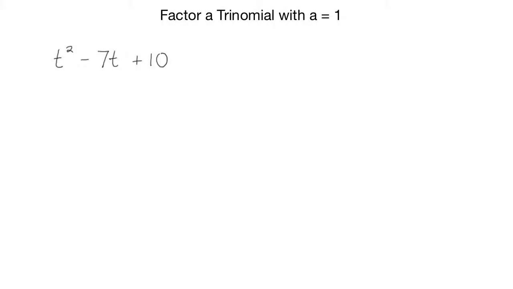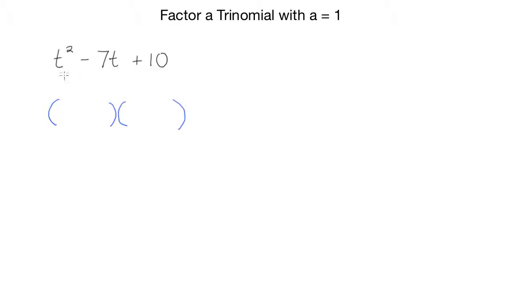Hello everyone, welcome to an algebra video tutorial learning about how to factor a trinomial with a leading coefficient a equal to 1. So here I've got my trinomial. We have t squared minus 7t plus 10. And I want to factor this into two binomials multiplied together.